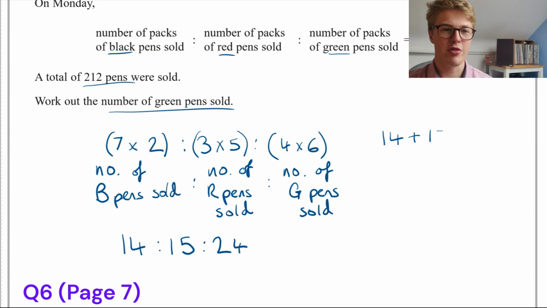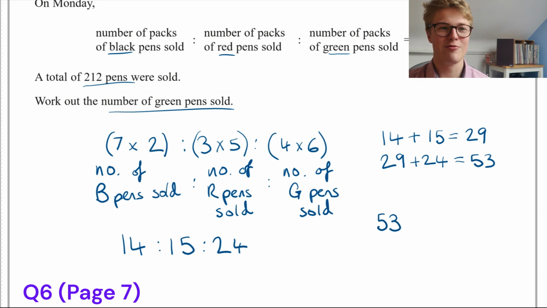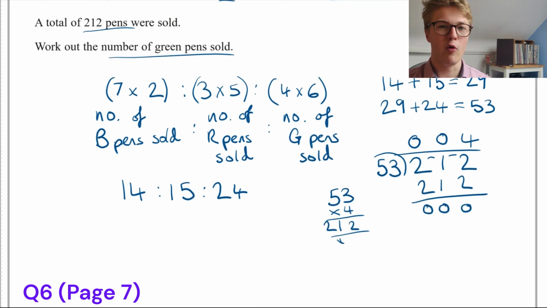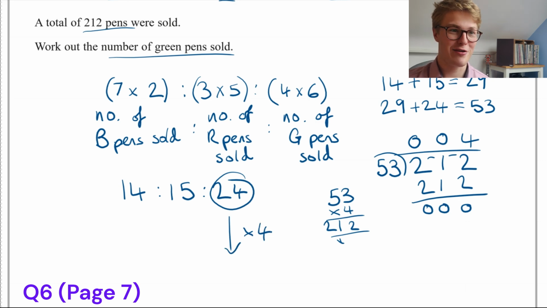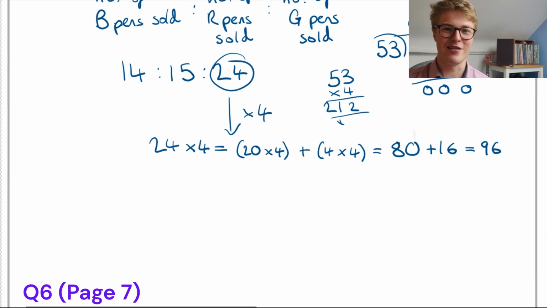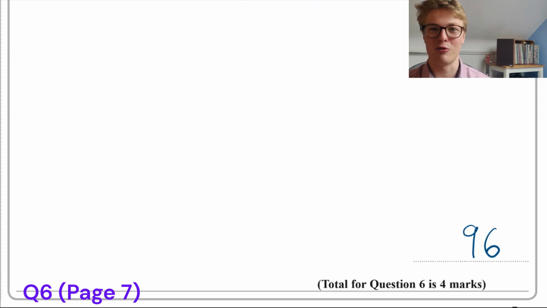In order to end up with 212 pens, we can take the sum of 14, 15 and 24, which is 53, and divide 212 by 53 to figure out what we need to multiply by to get the ratio of all of the pens. This is 4, so we multiply 24 by 4 to get the number of green pens sold as asked in the question. So 24 times 4 gives us 80 plus 16, which is 96, and that is the number of green pens sold, which is our answer.